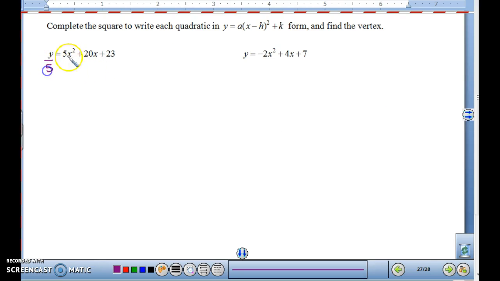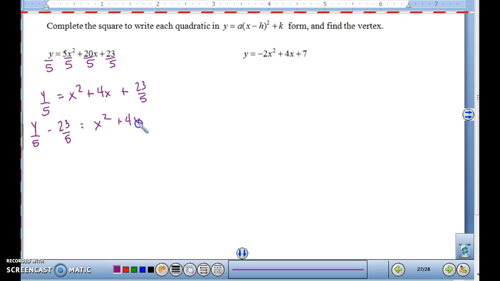I'm going to divide everything here by 5 because I want this to be x squared. I get y over 5 equals x squared plus 4x plus 23 over 5. Don't worry about the 5, we'll deal with it later. All right, move the 23 over 5 over here. Equals x squared plus 4x. We want to take half of the b term and square it. So half of the b term would be 2, and 2 squared is 4. So this is going to be x squared plus 4x plus 4 equals y over 5 minus 23 over 5 plus 4.